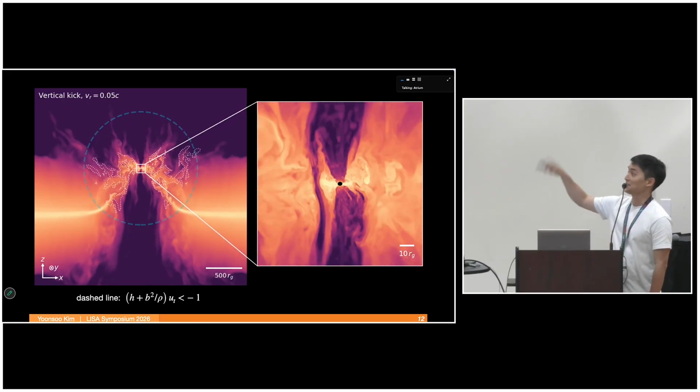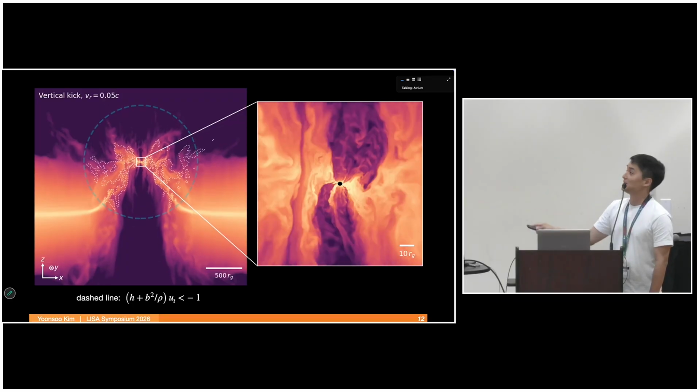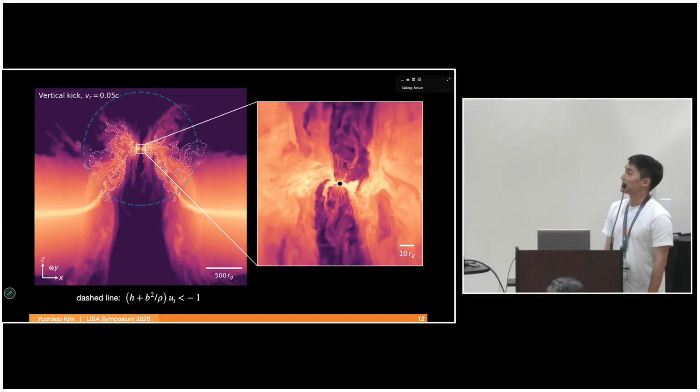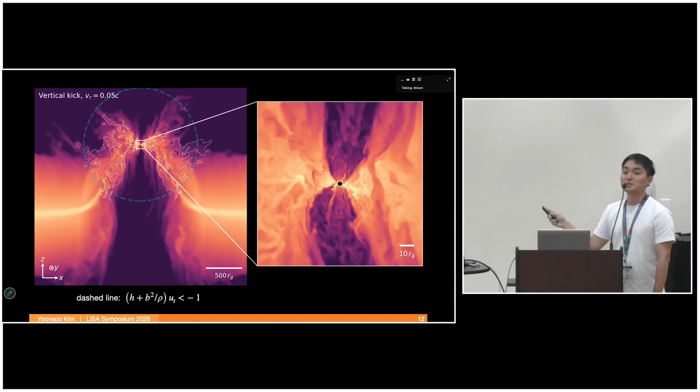So it's launching a jet and getting ejected out from the disk. This dashed curve is where we're using this Bernoulli criterion to estimate which part of the disk will remain gravitationally bound to the black hole. This is not the perfect criterion for dynamic simulations, but it gives us a sense.